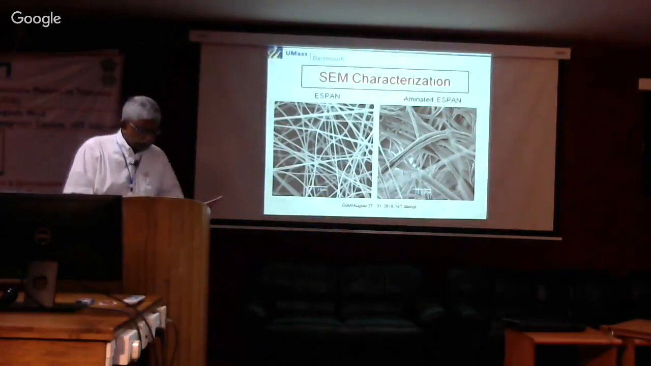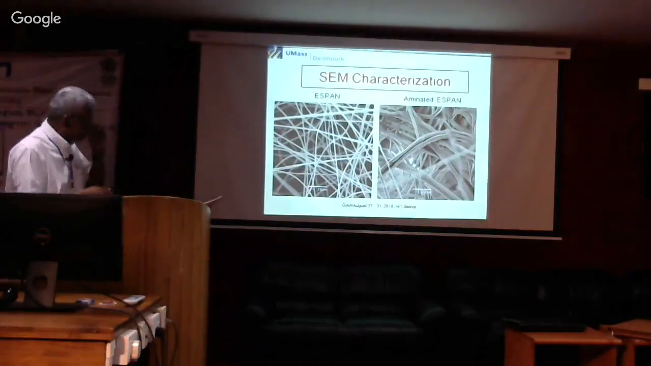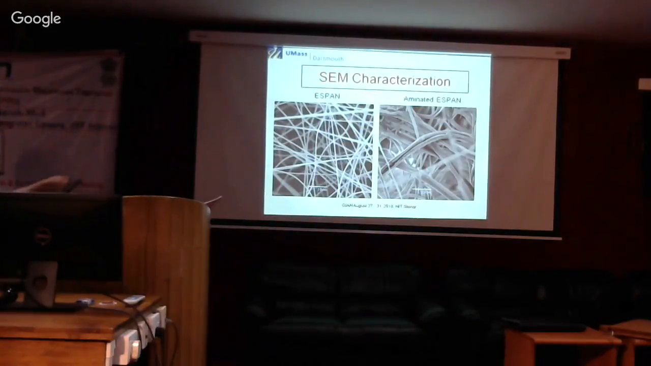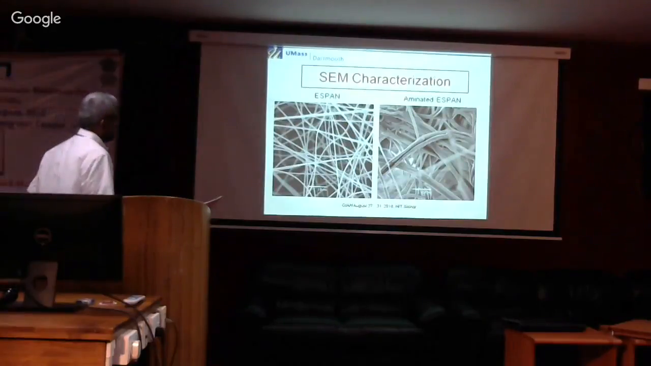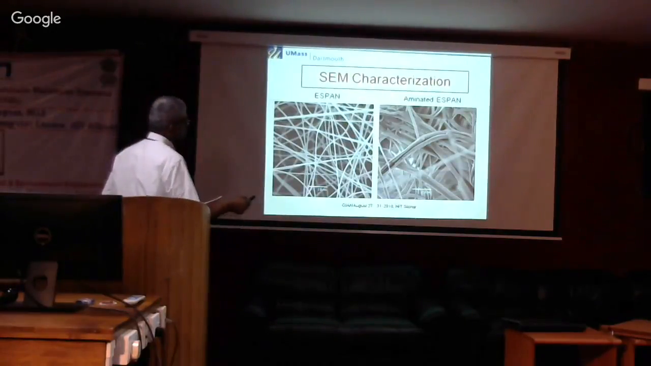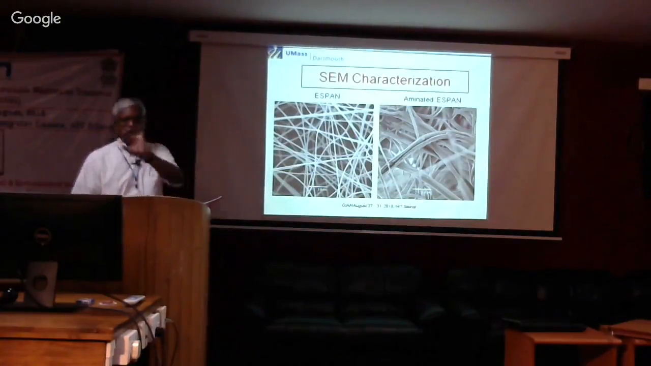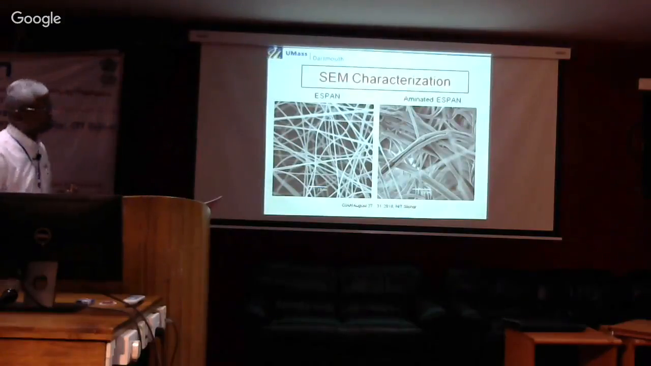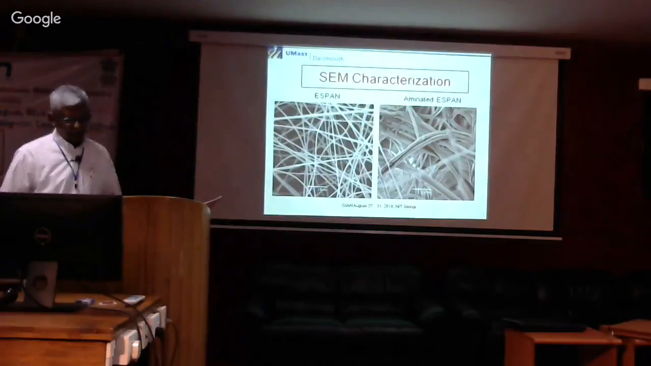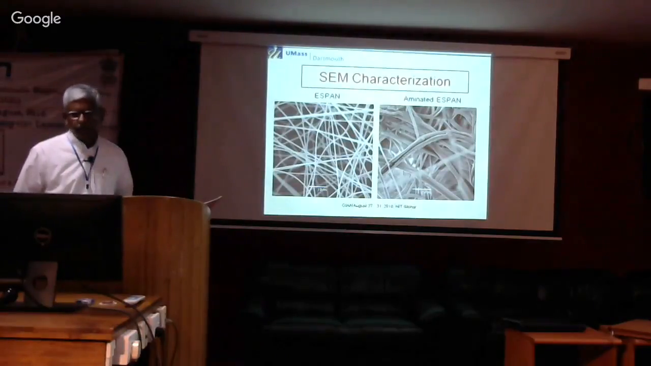So when you get the electrospun, ES means electrospun fiber. You see this is 10 micron, so this would be less than a micron. And when you laminate it, you see this very thick kind of band that deposits, and that makes the fiber diameter much higher.